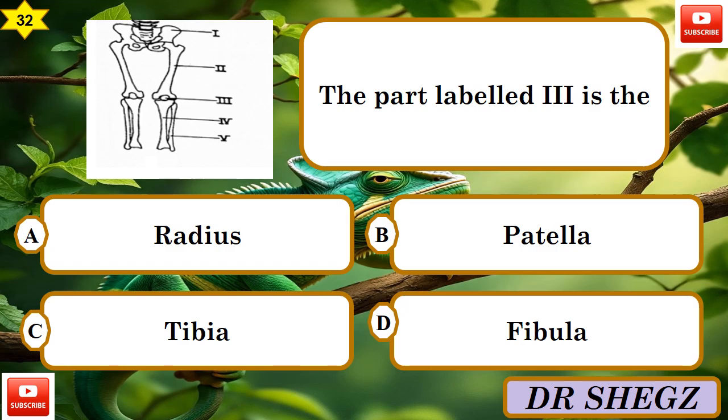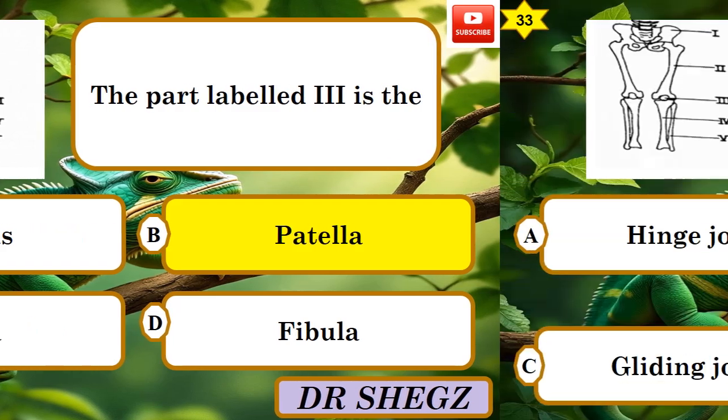The part labeled 3 is the kneecap, the patella. This is the part labeled 3 here, is the patella.